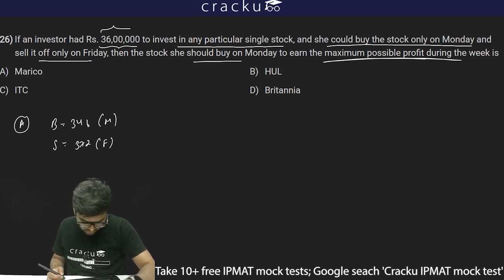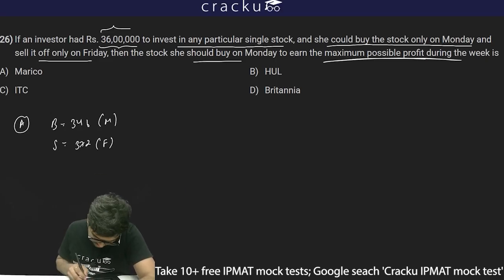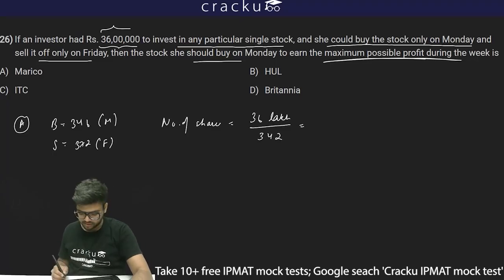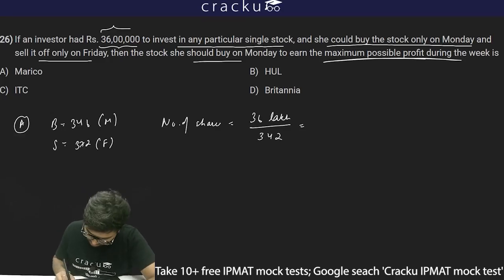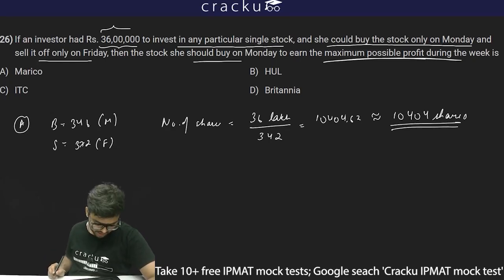Now there's 36 lakh rupees. Let's just see how many shares she can buy on Monday. So number of shares will be 36 lakh divided by 346. This will be roughly 10,404.62, or I can say the number of shares that she bought must have been 10,404 shares. So these many shares she bought on Monday.